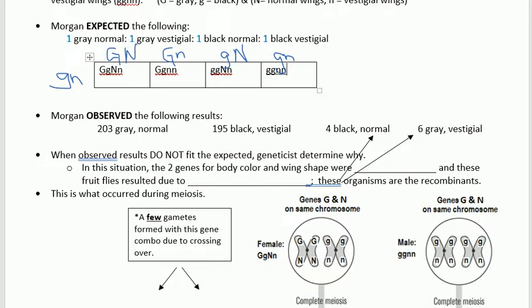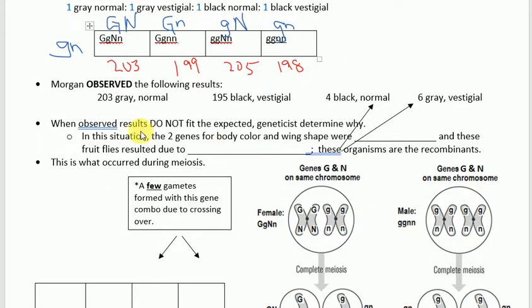So let's say that he got about 203 here, 199 here, 205 here, and 198 here. So that's pretty close to a 1-to-1-to-1-to-1 ratio. What he actually observed was 203 gray normal, 195 black vestigial, 4 normal black, and 6 gray vestigial.